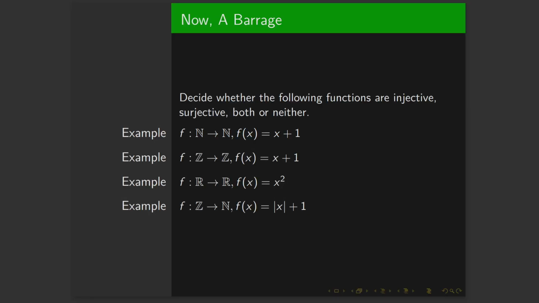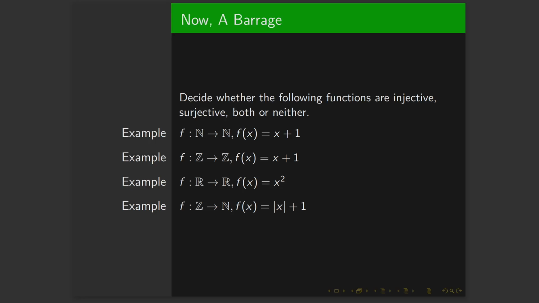Now, decide whether these functions in front of us are injective, surjective, both or neither. So let's go through them one by one. The function goes from the naturals to the naturals, given by f of x is equal to x plus 1. What is this? This is injective. The reason it's not surjective is because nothing maps to 1.